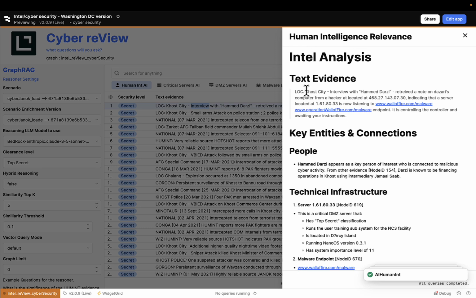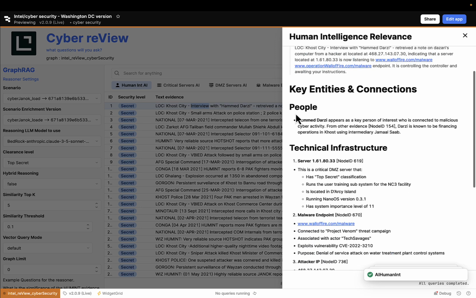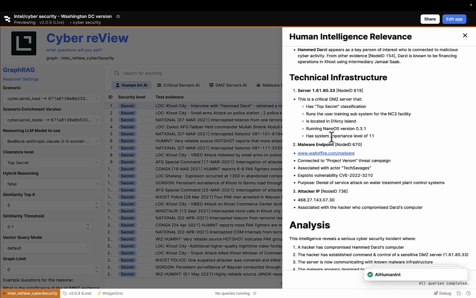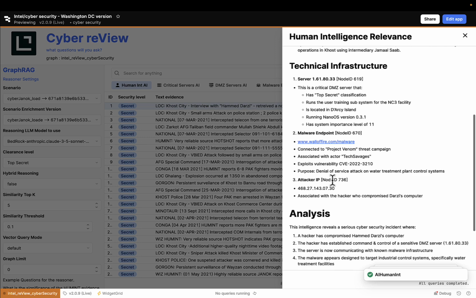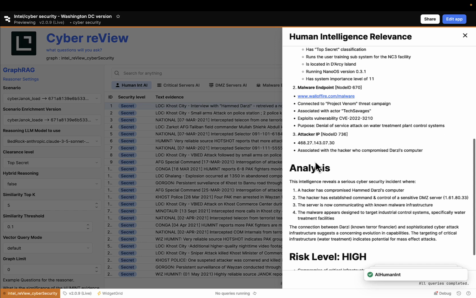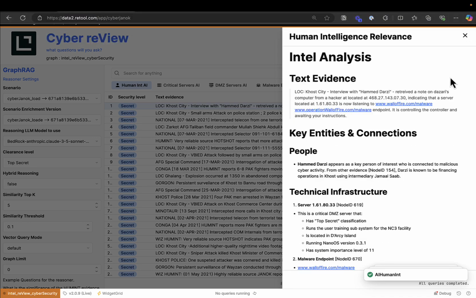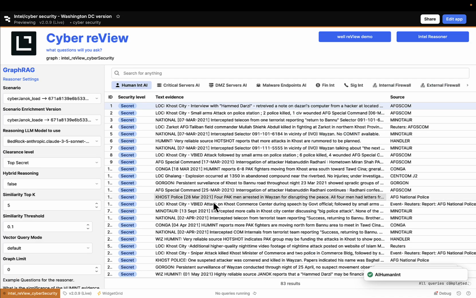So first it starts off and shows you the evidence, and then it talks about who's being mentioned in it. And because this piece of information is mentioning a server, it goes and looks up that server and gives you the node reference for it, so you know this isn't being hallucinated. And you can look down and see what server it's coming from, what system it's running, what the malware endpoint is. All this is coming just from that one piece of intelligence. So this is very powerful. You can go in and really summarize key pieces of intelligence and how they connect to things.